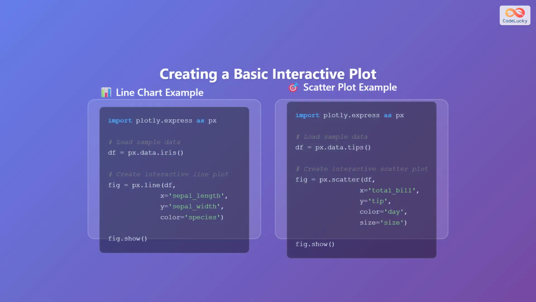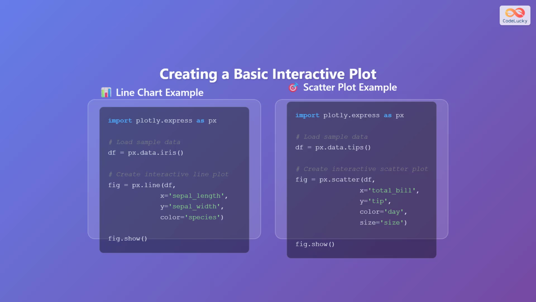Creating interactive plots with Plotly Express is straightforward and requires just a few lines of code. Let's examine two common examples. For a line chart, you start by importing Plotly Express as px, then load your sample data using px.data.iris. Create the interactive line plot by calling px.line, passing your data frame along with x equals sepal_length, y equals sepal_width, and color equals species for categorical grouping. Finally, call fig.show to display the interactive chart.